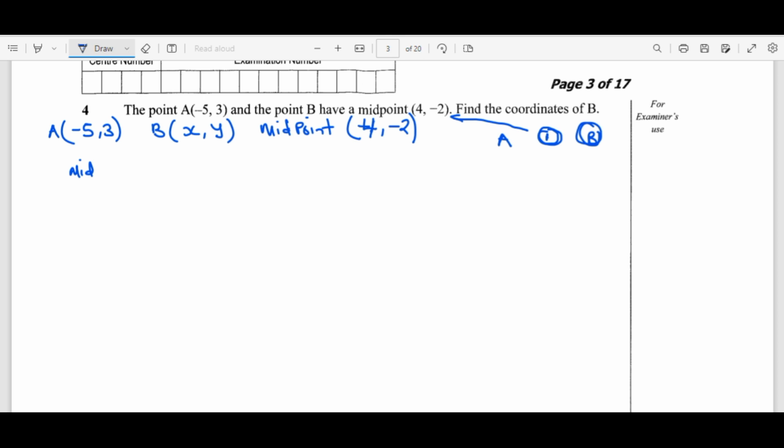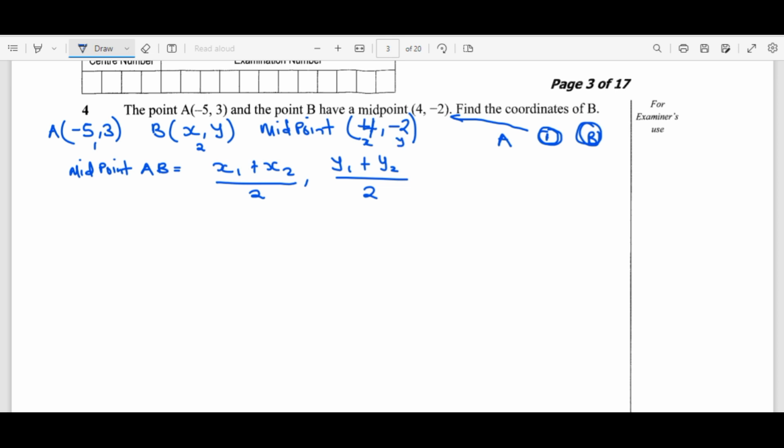Midpoint AB is equal to (x1 plus x2) over 2, and then (y1 plus y2) over 2. As you can see here, we can also label this one as our 1, and this one as our 2. Here we have x, and then we have y.